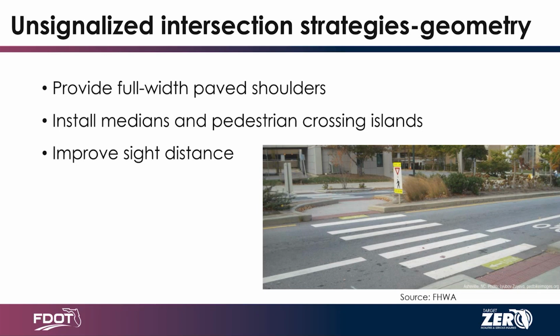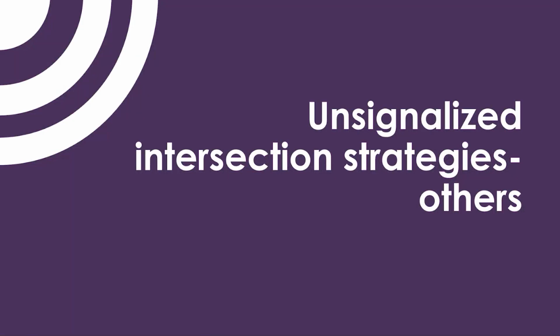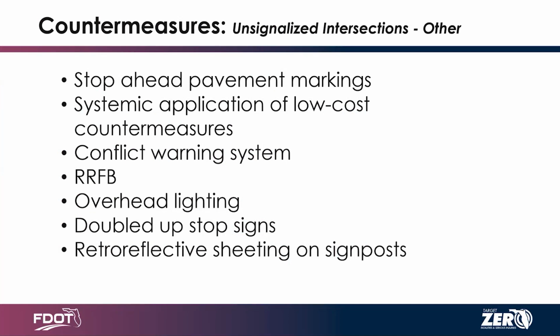And so some additional unsignalized intersection strategies: full width shoulders, install medians, pedestrian crossing islands, and improve sight distance. Again, a lot of these strategies are not only applicable at unsignalized intersections, they can also be applied to signalized intersections. And now we're going to get to some other strategies: stop ahead pavement markings, some low cost countermeasures, conflict warning systems, RRFBs or rectangular rapid flashing beacons, lighting, additional stop signs on both sides of the road, and retroreflective sheeting on signposts.